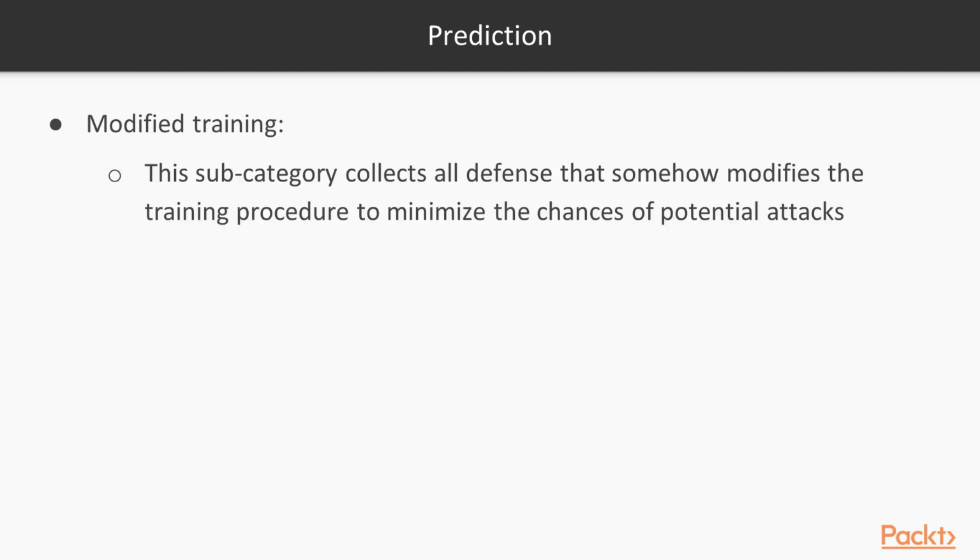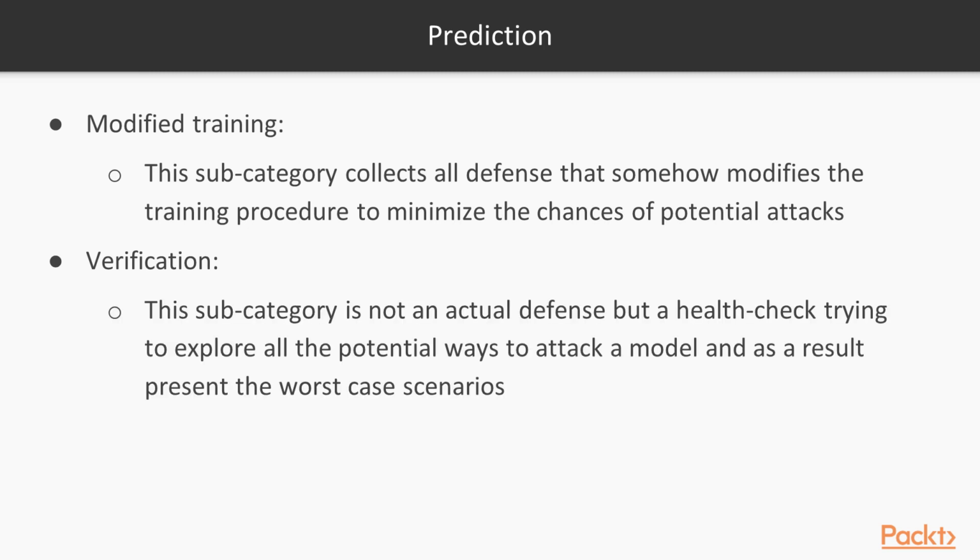Start with prediction. The first approach is modified training. It collects all defenses that somehow modify training procedure to minimize the chances of potential attack. The second approach is verification. It's not an actual defense, but it's a health check, trying to explore all the potential ways to attack a model and as a result, presenting the worst case scenario that may happen.